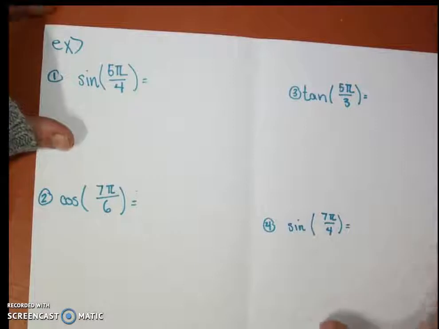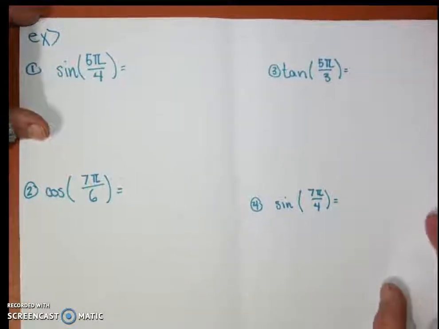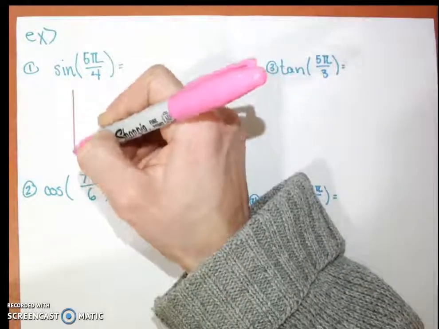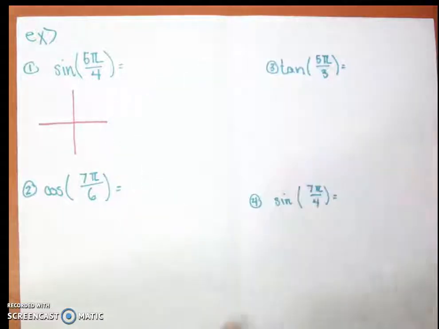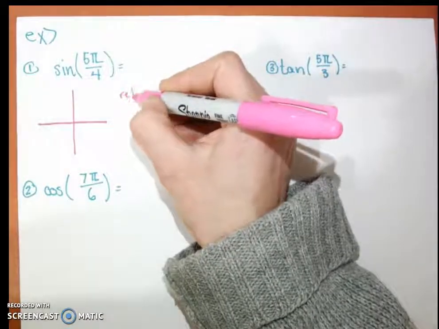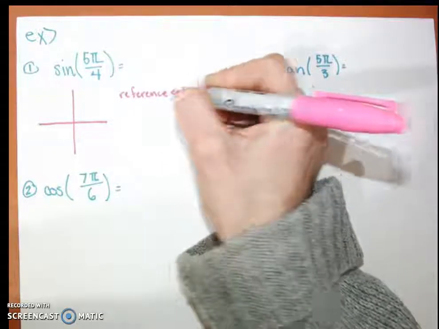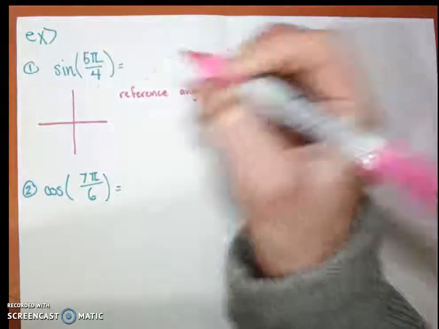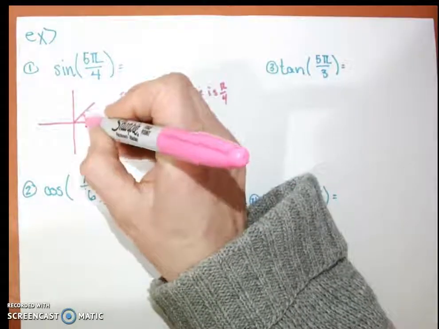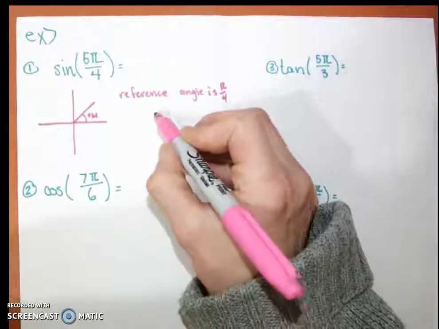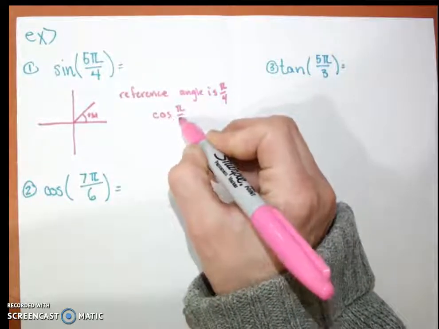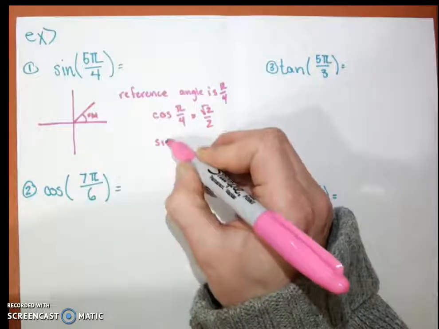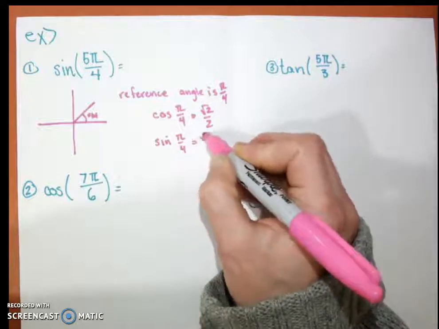Firstly, if I want to know the sine of 5 pi over 4, then let's draw a picture. My reference angle is the one that's in quadrant 1. And so that's pi over 4. So here's my reference angle. I know that cosine of pi over 4 equals root 2 over 2, and sine of pi over 4 also equals root 2 over 2.